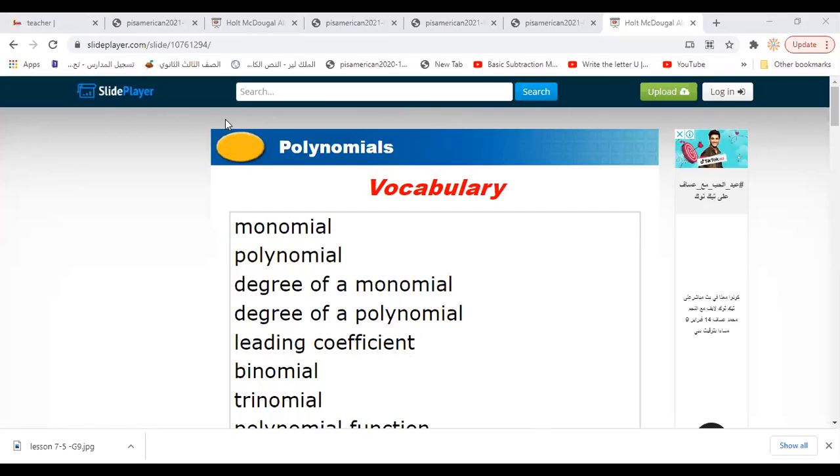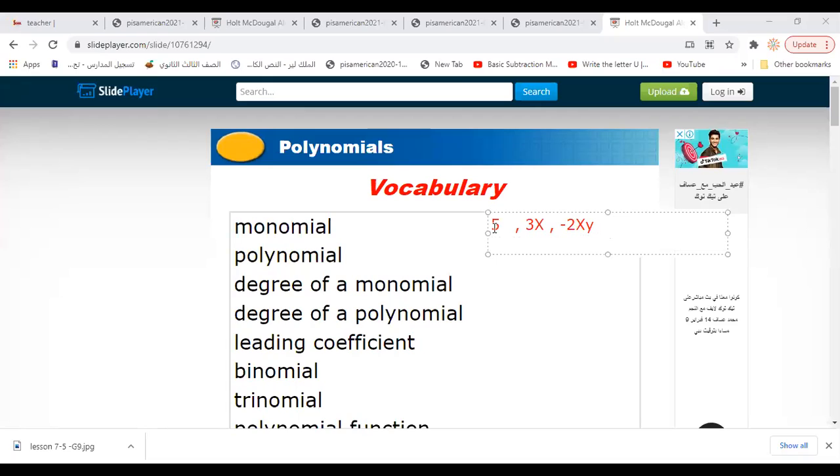Do you know the difference between a term and an expression? In case we have 5, or 3x, or negative 2xy, all of this in front of you now is called what? This is called an algebraic term. Algebraic term. It consists of variables and numbers.